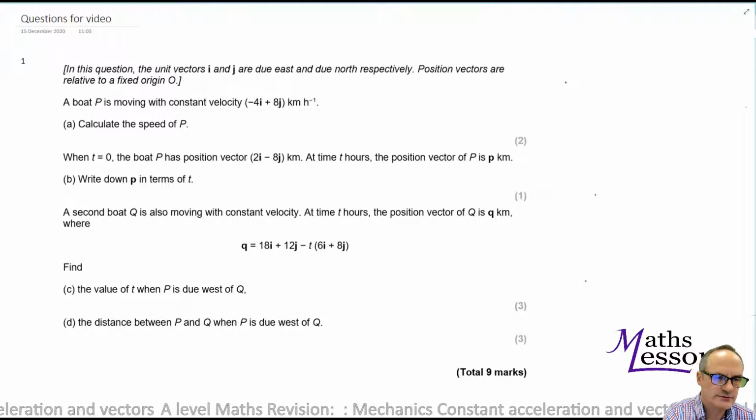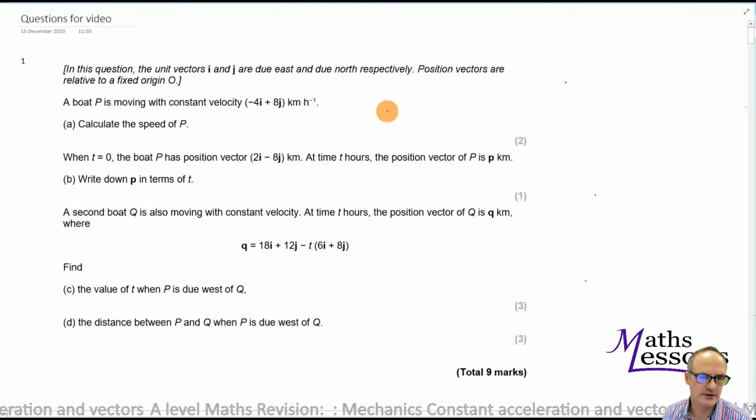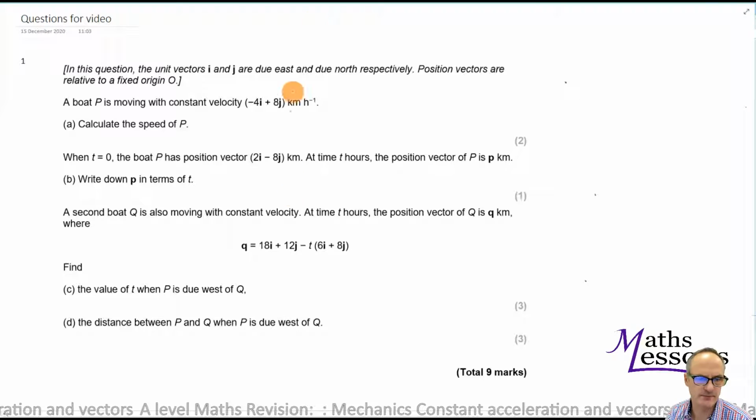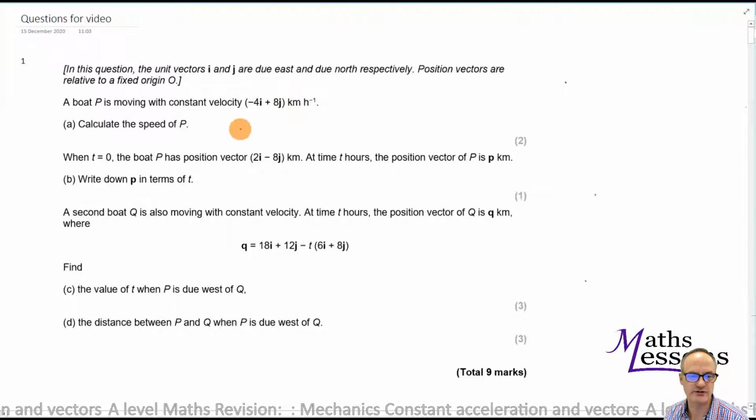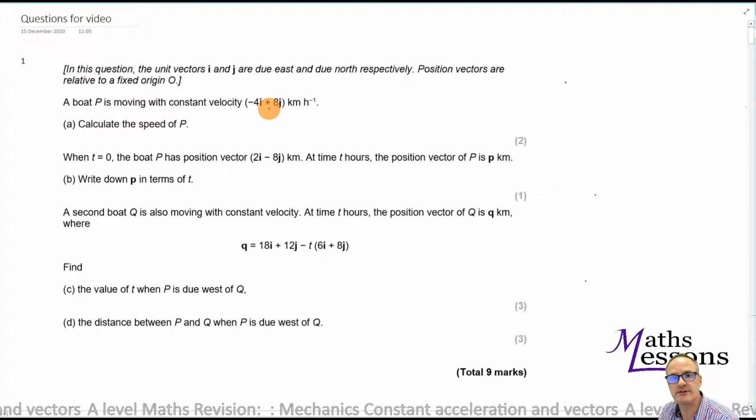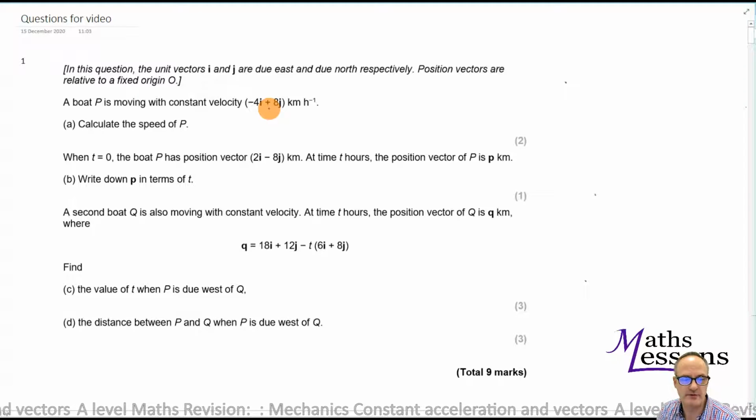Right, welcome to today's stream. We're going to be looking at mechanics questions today. They're going to start off with constant velocity questions, introducing vectors, so you get to understand how things move and to work out displacement between two things using constant velocity problems. Then there's a constant acceleration one to finish off.